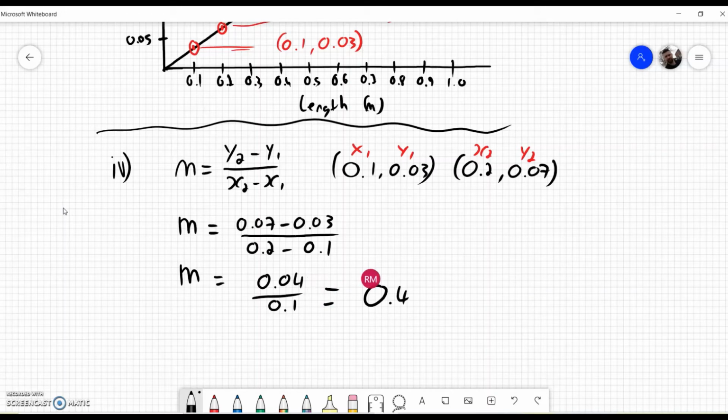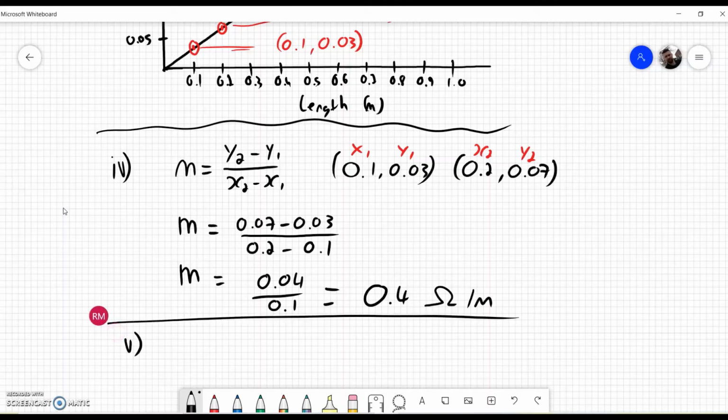And if I want, I can put a unit on that, although it's not necessarily required for the Leaving Cert exam. But since it is resistance on my y-axis over length on my x-axis, that would be ohms per meter. But all you have to do to get the full marks is the 0.4. I'm just putting that in because it just goes into my head automatically.